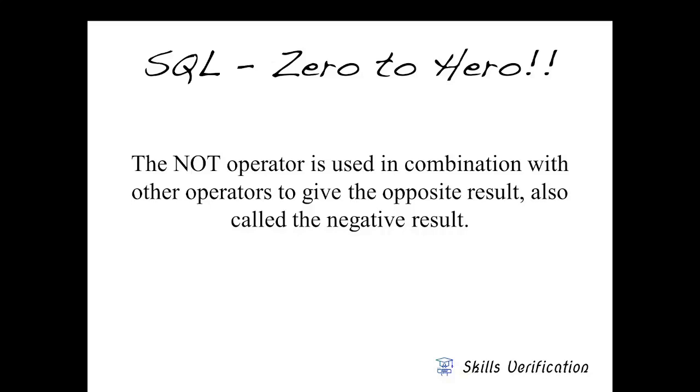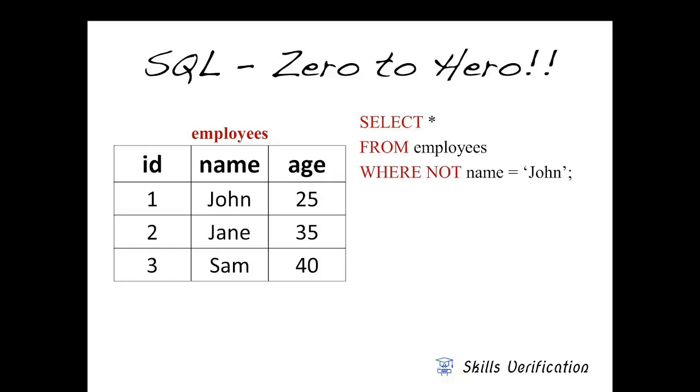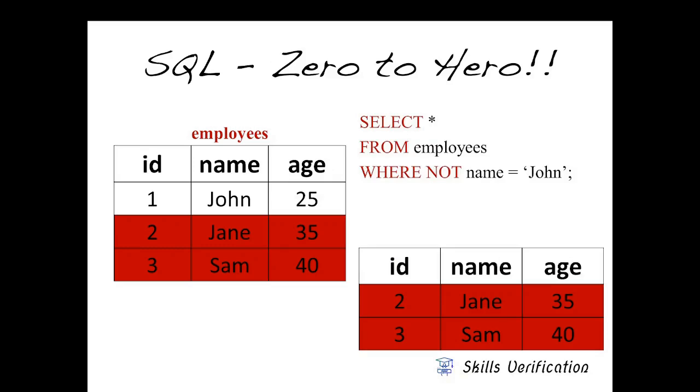Take a look at our employees table once again. If we wanted to select all records that do not have the name John, we could use the NOT operator with this query. Select star from employees where not name equals John. This tells the database to select all records that do not have the name John.